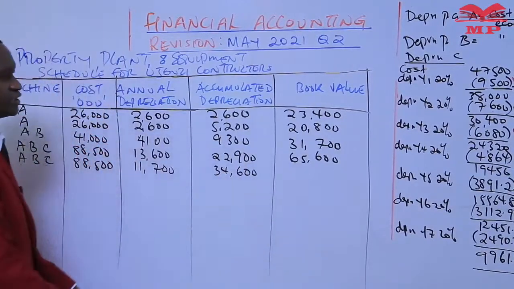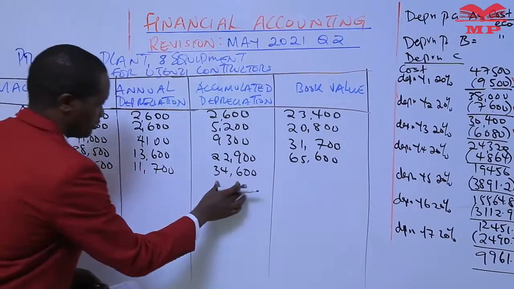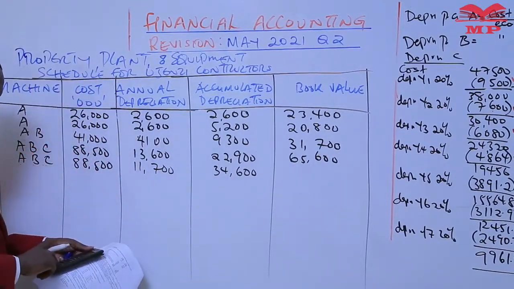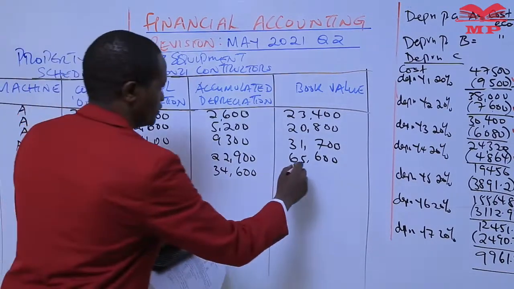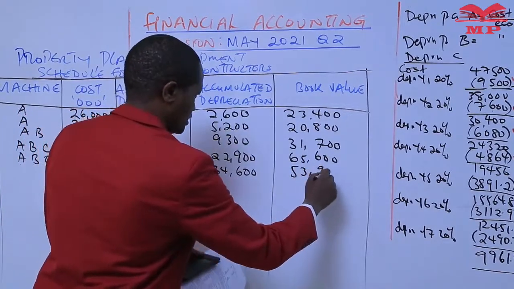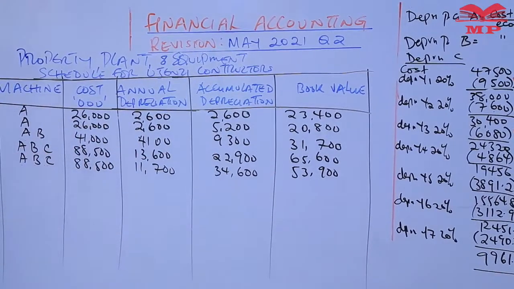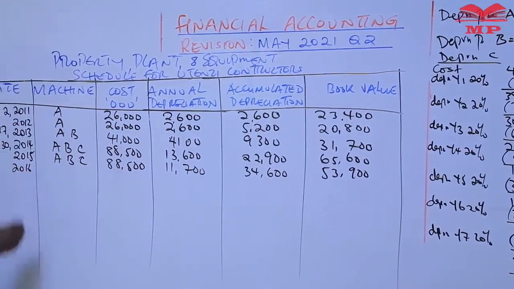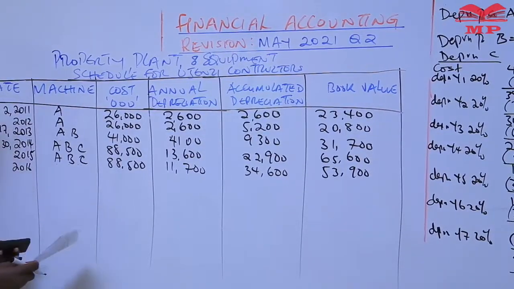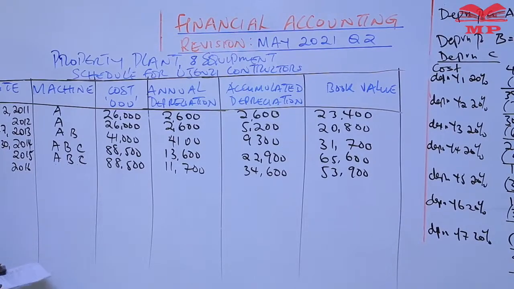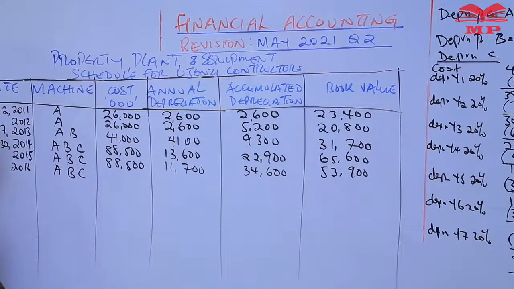This will be 34,600. The book value, we know, is cost minus accumulated depreciation, 88,500 minus 34,600. It's equal to 53,900. We are moving on to the year 2016. Was there any purchase in 2016? No. In 2016, there are the 3 machines A, B, C.